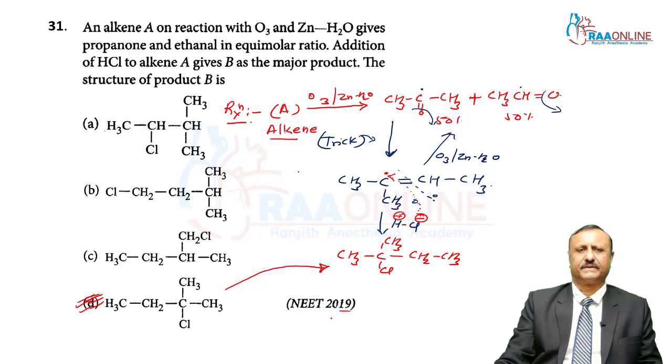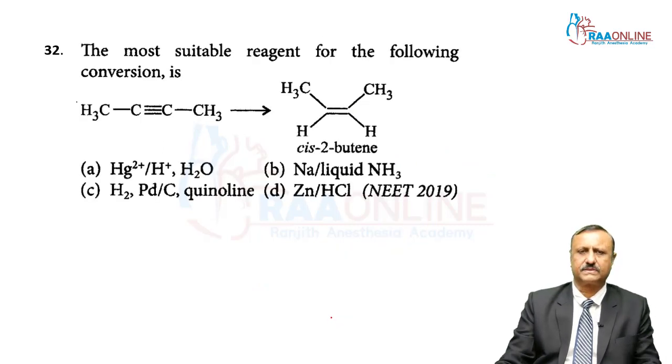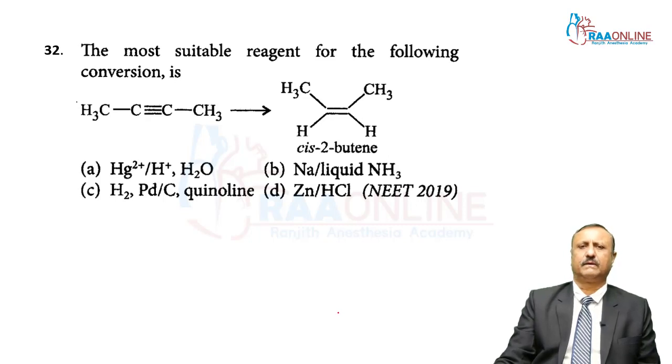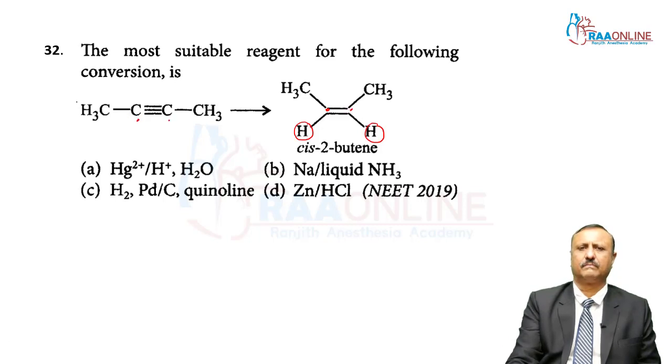Now, my dear students, the next question is that after 31, you can see here question number 32. The most suitable reagent for the following conversion is, here you can see alkynes converting to alkenes, and observe minutely that cis-2-butene is formed. Means 2 hydrogen atoms are attached in this form. Cis-2-butene is here, hydrogen atoms are attached here and here. When these 2 hydrogen atoms are attached here and here, then you can get the cis-2-butene.